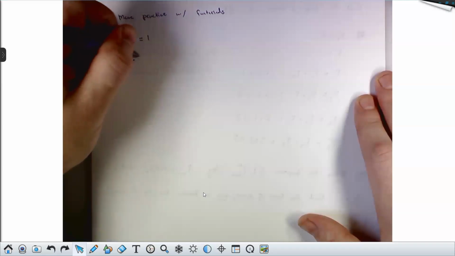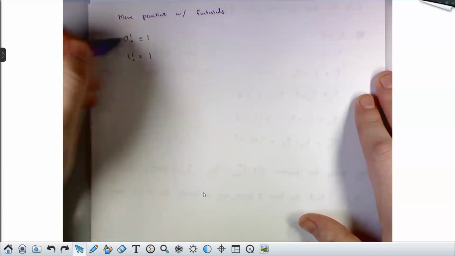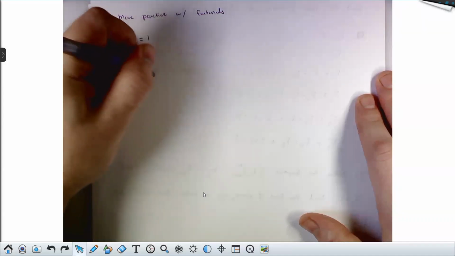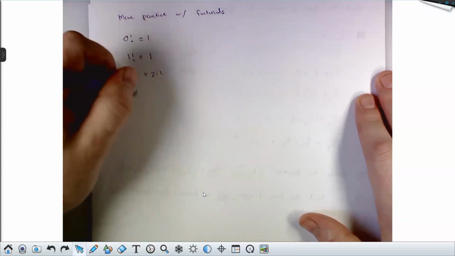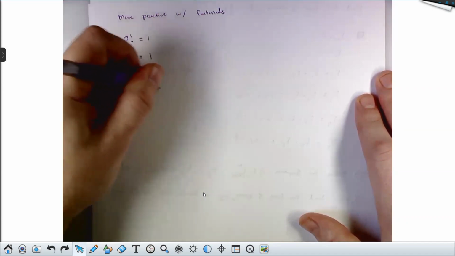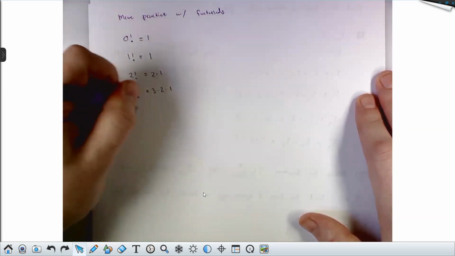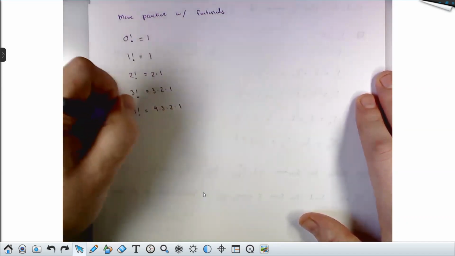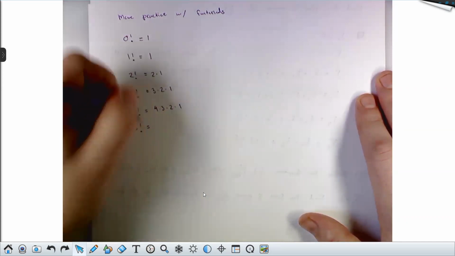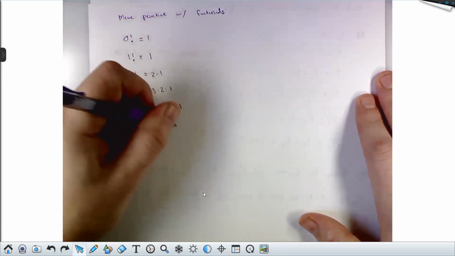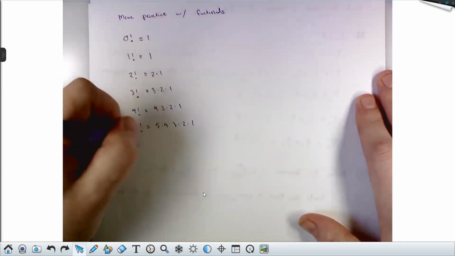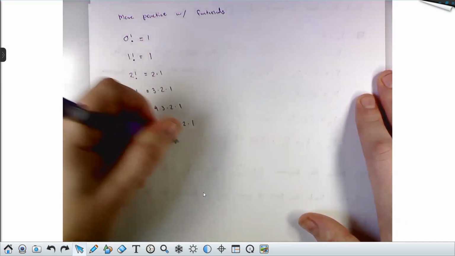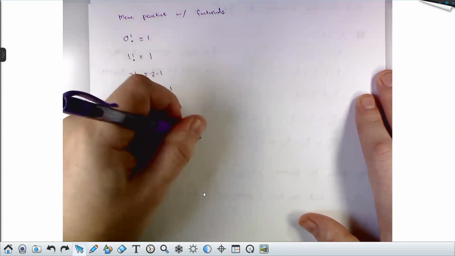1 factorial is also 1, right? F0 is 1, F1 is 1. 2 factorial is 2 times 1. 3 factorial is 3 times 2 times 1. 4 factorial is 4 times 3 times 2 times 1. 5 factorial is 5 times 4 times 3 times 2 times 1. 6 factorial is 6 times 5 times 4 times 3 times 2 times 1.